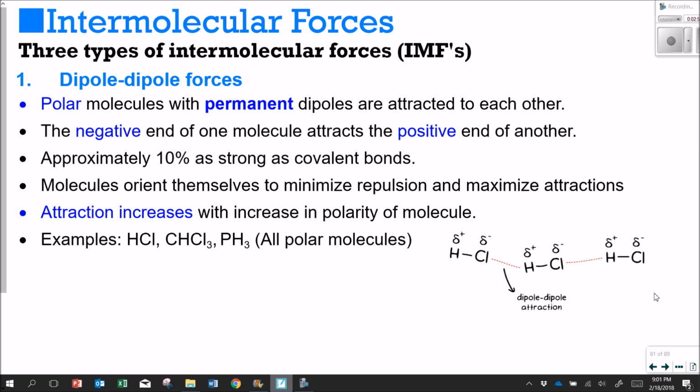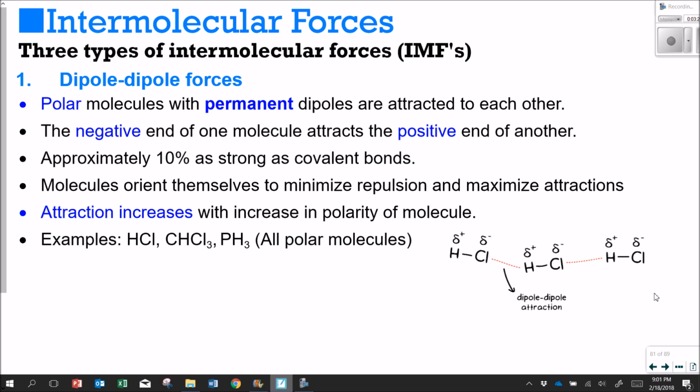Polar molecules with permanent dipoles are attracted to each other. This is because the negative end of one molecule will be attracted to the positive end of the other molecule, approximately 10% as strong as covalent bonds, and the molecules orient themselves to minimize repulsion and actually maximize attractions for each other. The attraction increases with increase in polarity of the molecule.